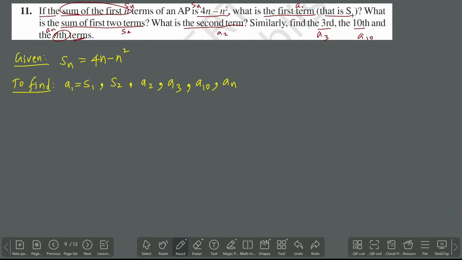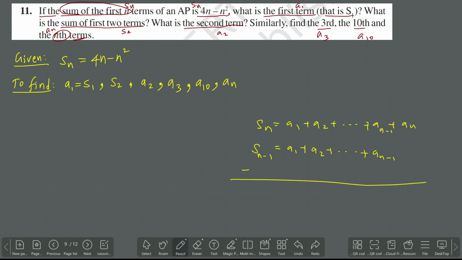There is a formula, but whether you will understand or not, I don't know. I will tell you. You see, Sn in the sense is the sum of the first n terms of the AP. Suppose I take n minus 1, what does it mean? The sum of n minus 1 terms of the AP. When I subtract each, what will happen?